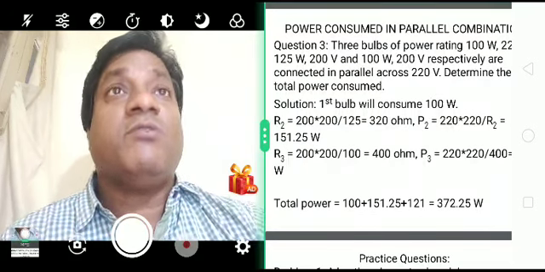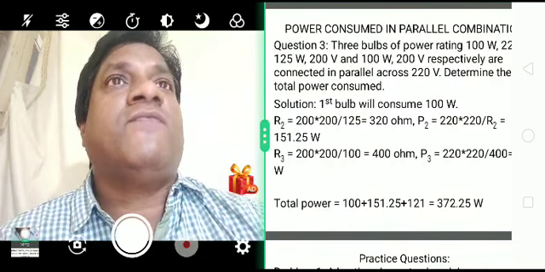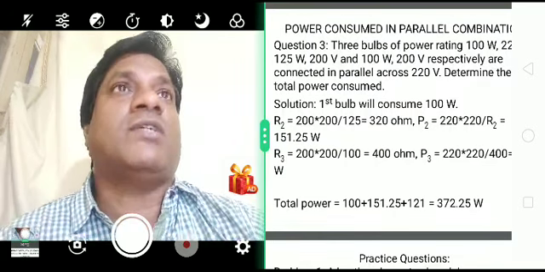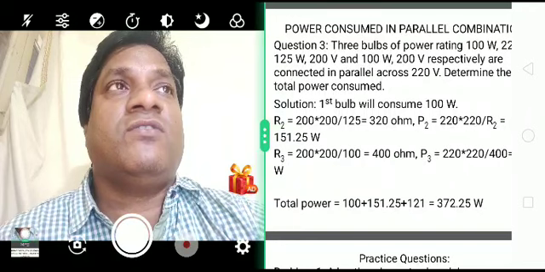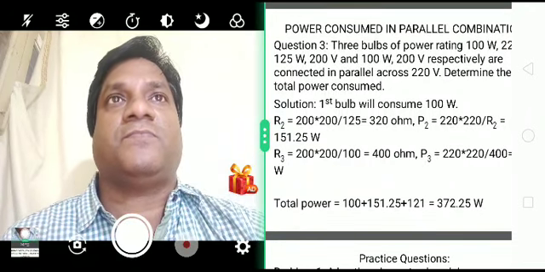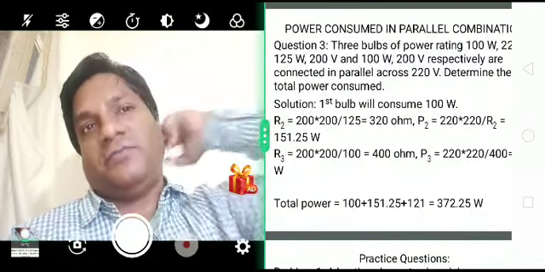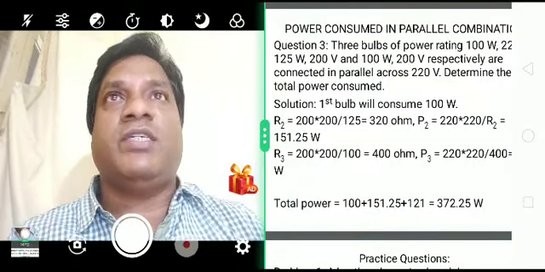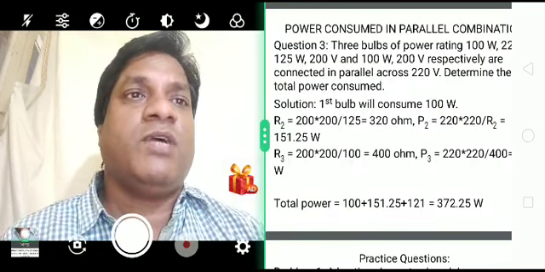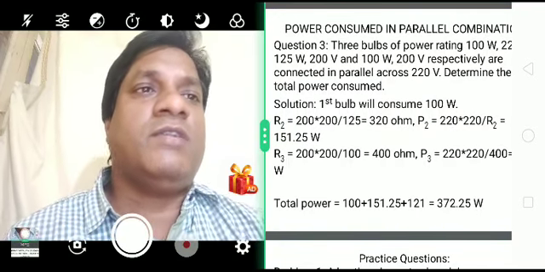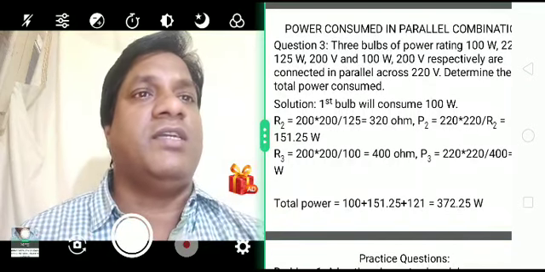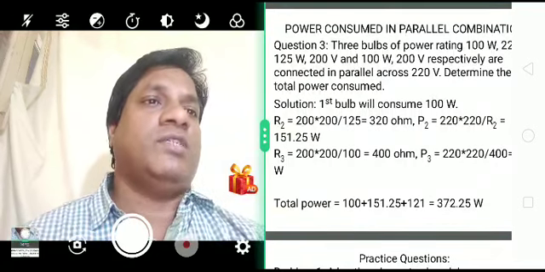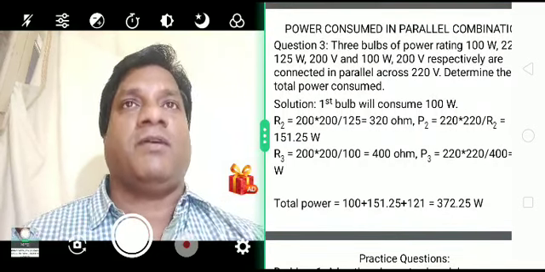Let us calculate what will be the total power consumed if the voltage rating of the source, that means the connected voltage, is different from the voltage rating of the appliances. So in this question, three bulbs of power rating 100 watt 220 volt, 125 watt 200 volt and 100 watt 200 volt respectively are connected in parallel across 220 volt. Determine the total power consumed.